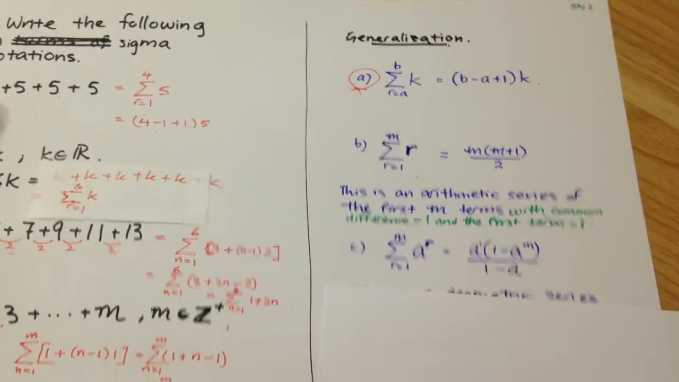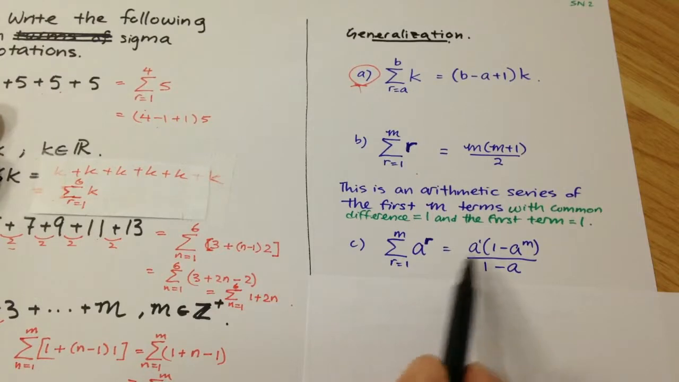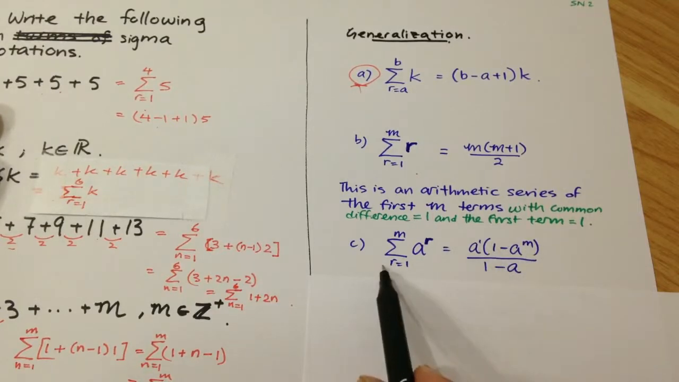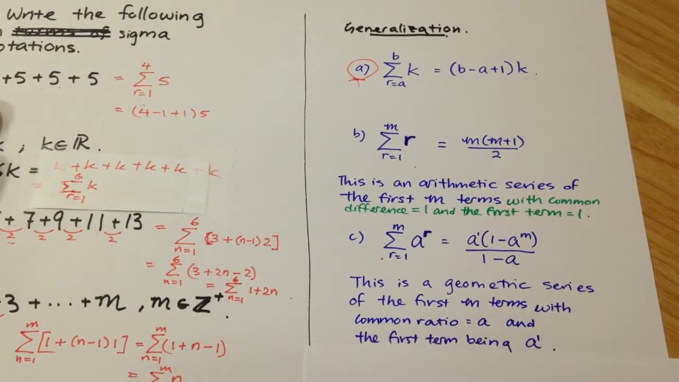Next, if you see this particular thing, this is going to be a geometric series, right? So geometric series have this. This is from our previous example. Okay, this is a geometric series with the first term equal to a and the common ratio also a.